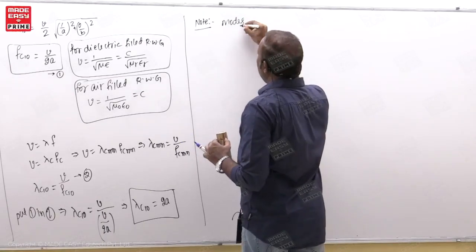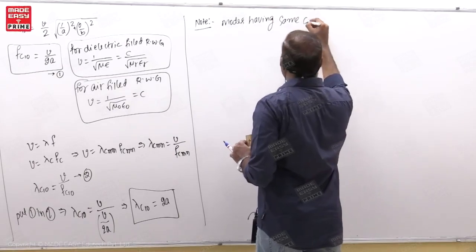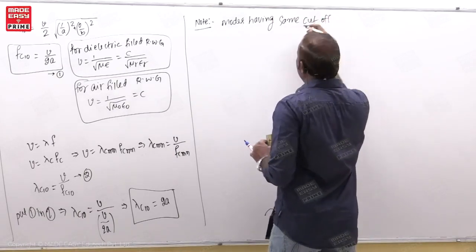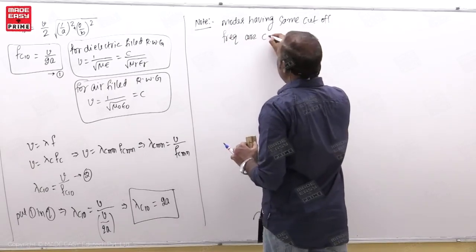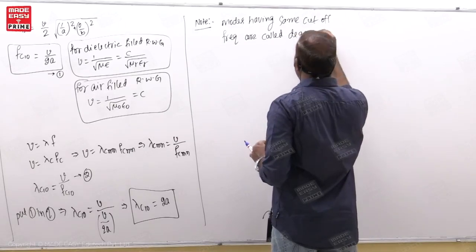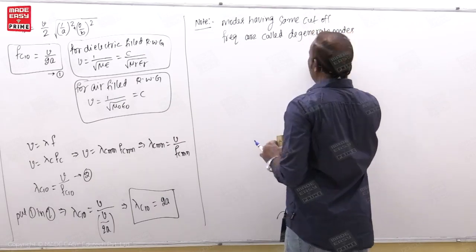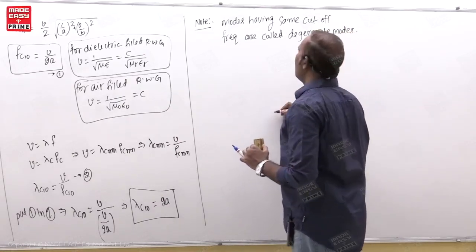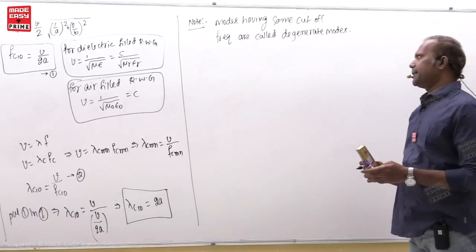Next point. Modes having the same cutoff frequency are called degenerate modes. Modes having the same cutoff frequency are called degenerate modes, students, right?